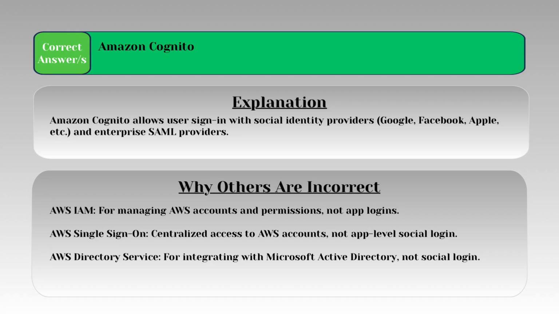Why others are incorrect? AWS IAM, for managing AWS accounts and permissions, not app logins. AWS Single Sign-On, centralized access to AWS accounts, not app-level social login. AWS Directory Service, for integrating with Microsoft Active Directory, not social login.